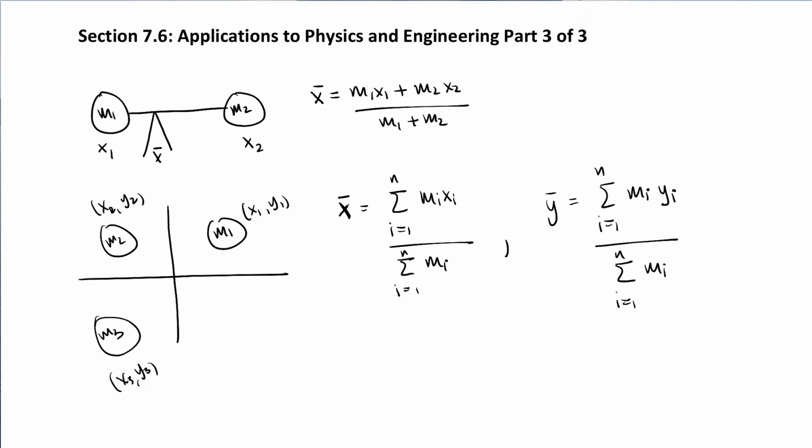And then real quick, let me remind you that if my M1, for example, is located at x1, y1, then x1 represents the distance from the y-axis, and y1 represents the distance from the x-axis. I wanted to remind you of this because we're going to use this now to extend it to the centroid of a lamina.